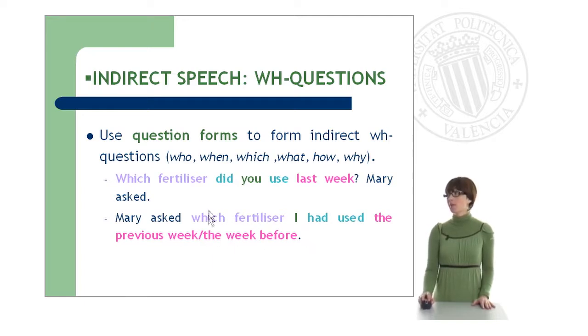So as you can see, we use the WH word, which, and then we have to make the necessary changes in the verb tenses as well as in the pronouns and the place or time expressions. So, you is changed into I, the verb use, which is in the past simple, becomes had used, past perfect, and then last week becomes the previous week, the week before.